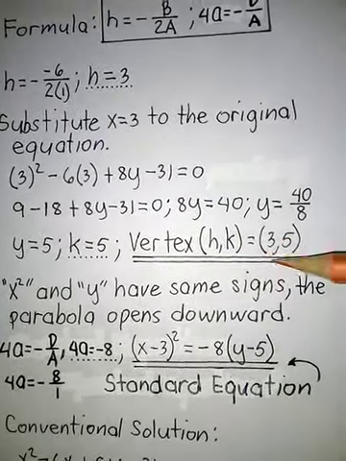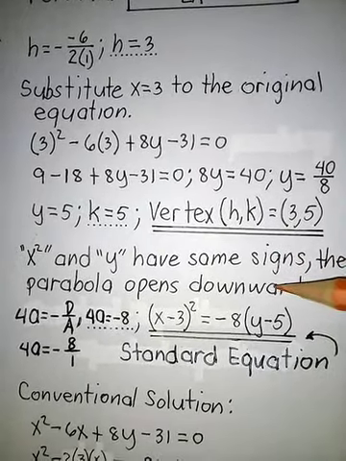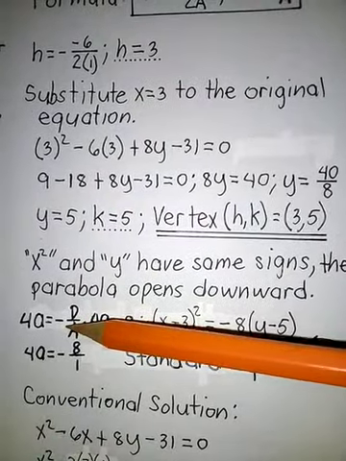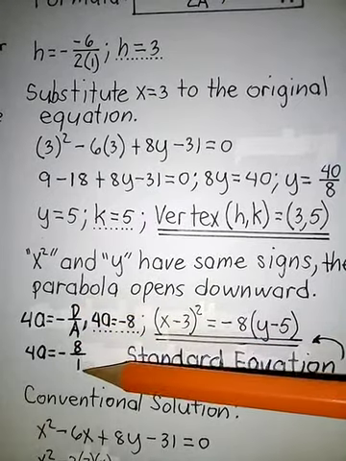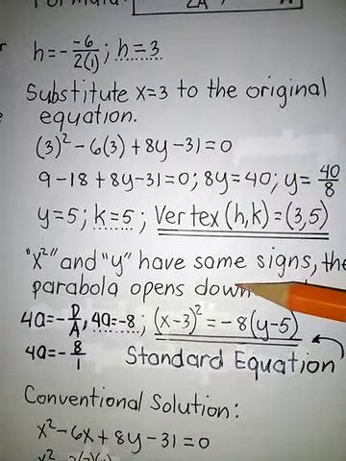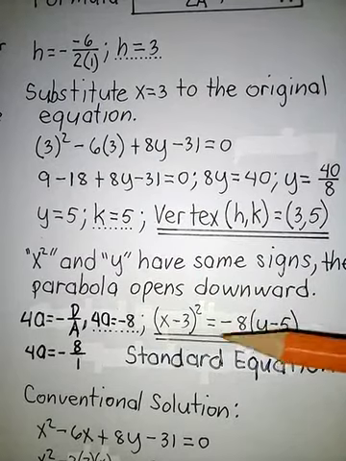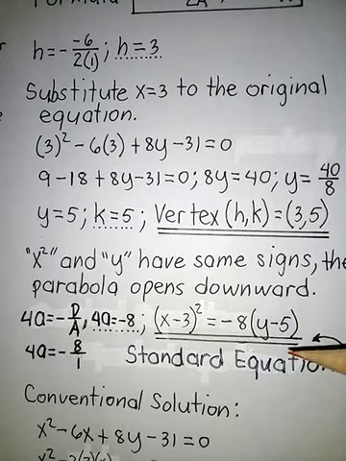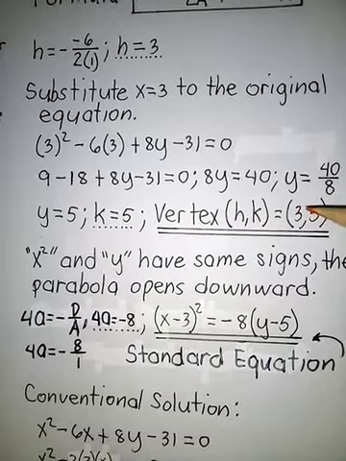As you can see, x squared and y have the same sign, so the parabola opens downward. To get the value of 4a, our formula for 4a is negative d over a. So negative, our d is 8 and a is 1. So 4a is equal to negative 8. So the standard equation will be x minus h, which is x minus 3 squared, is equal to negative 4a, which is negative 8, multiplied by y minus 5. So this is the standard equation of this parabola and the vertex as well.